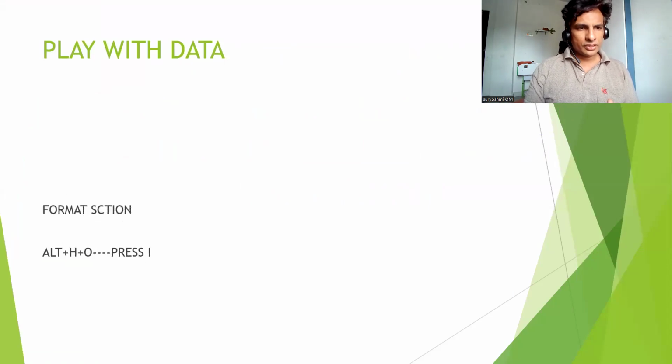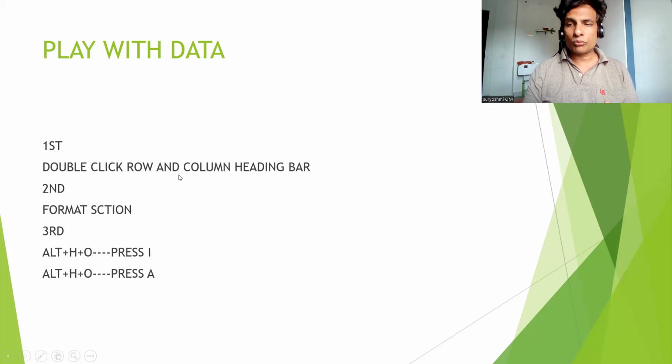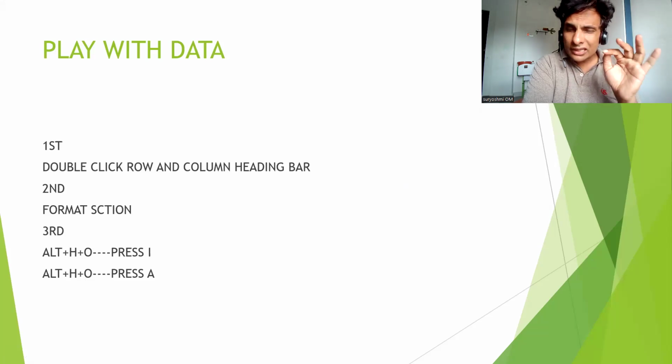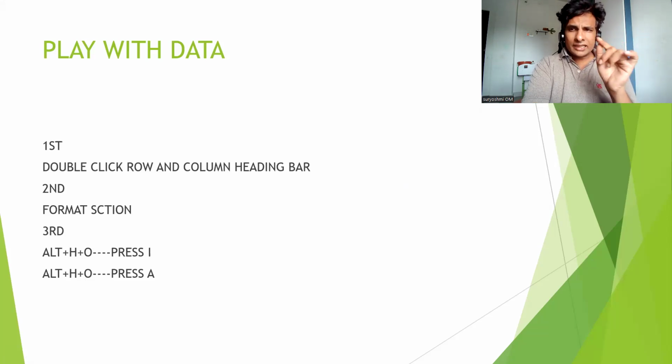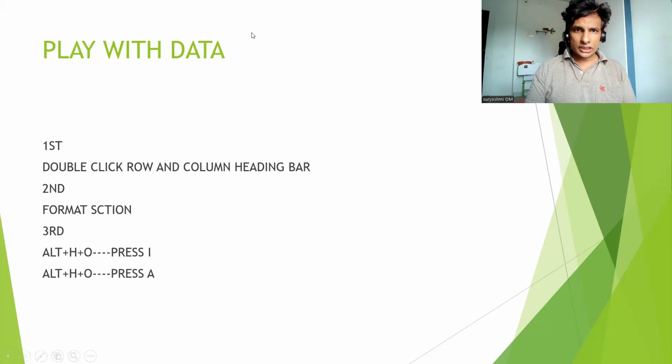So let's check. You can see these are all the different methods. Your first method: double click the row and column heading bar. I would like to give one instruction. For all three methods, the one common action we should perform before doing that is Control A, selecting your data, basically the total sheet. That's what our intention is all about.